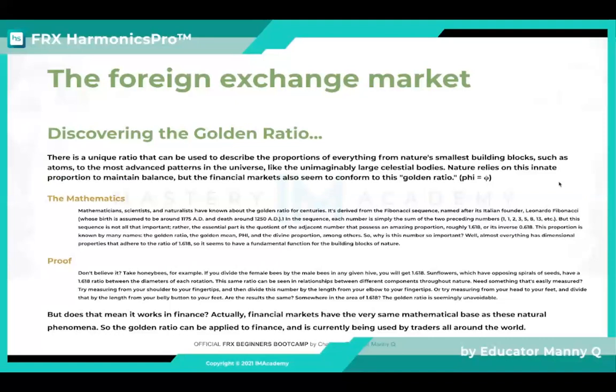But the financial market also seems to confirm this golden ratio, which is known as phi. So let's talk about the mathematics. Mathematicians, scientists, and naturalists have known about the golden ratio for centuries. Now, guys, the golden ratio, market geometry, back in sacred times in Greek mythology and things like that, was actually known as the mathematic of the gods. You were actually killed if you were teaching about the golden ratio for many, many reasons.